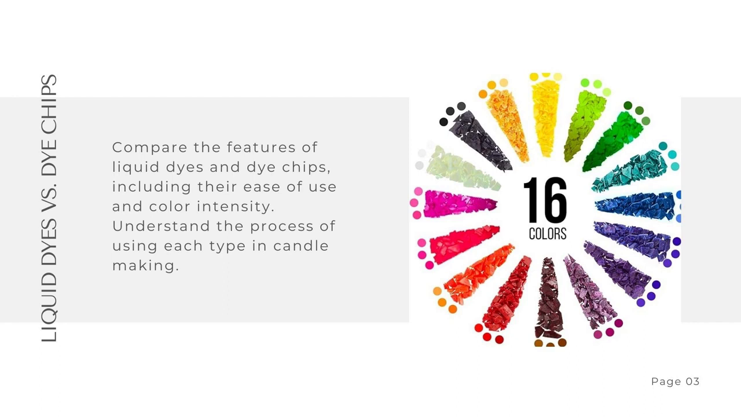2. Melting the wax. While the wax is melting, gradually add the grated dye chips. Here comes the patience part. It's crucial to stir the wax continuously until all the dye chips have melted completely and the color is evenly distributed. This can take some time, so be prepared to stir diligently.